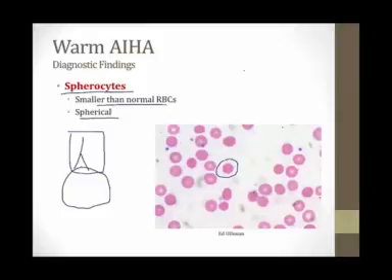Now, there is an inherited disorder called hereditary spherocytosis, where spherocytes also develop because of abnormalities of the cytoskeleton proteins inside of the red cells. Spherocytes also develop in warm hemolytic anemia, but the mechanism of their formation is entirely different.